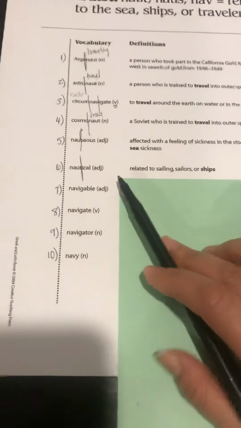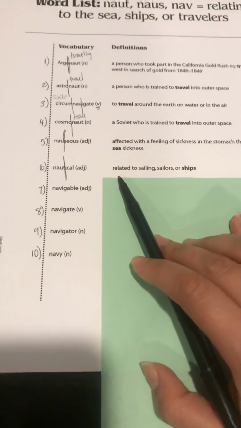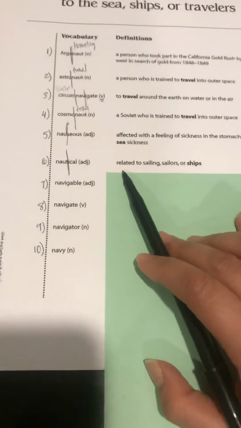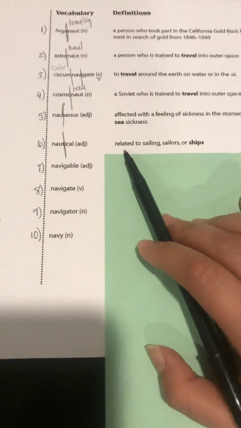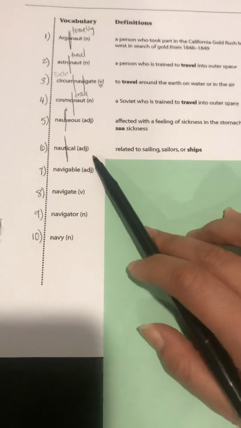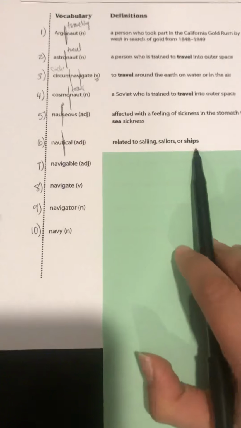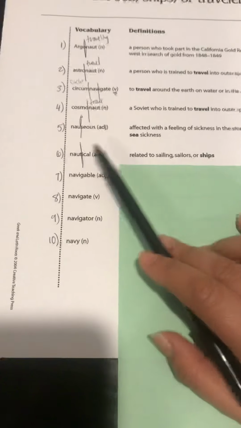Okay, so let's say we had a theme day at our school. We have pajama day, we have certain theme days. If we were to have a nautical theme day, think of what you could wear. Maybe you would wear a sailor's hat, a sailor's outfit, or something related to sailing or ships, right? Something that would be nautical.